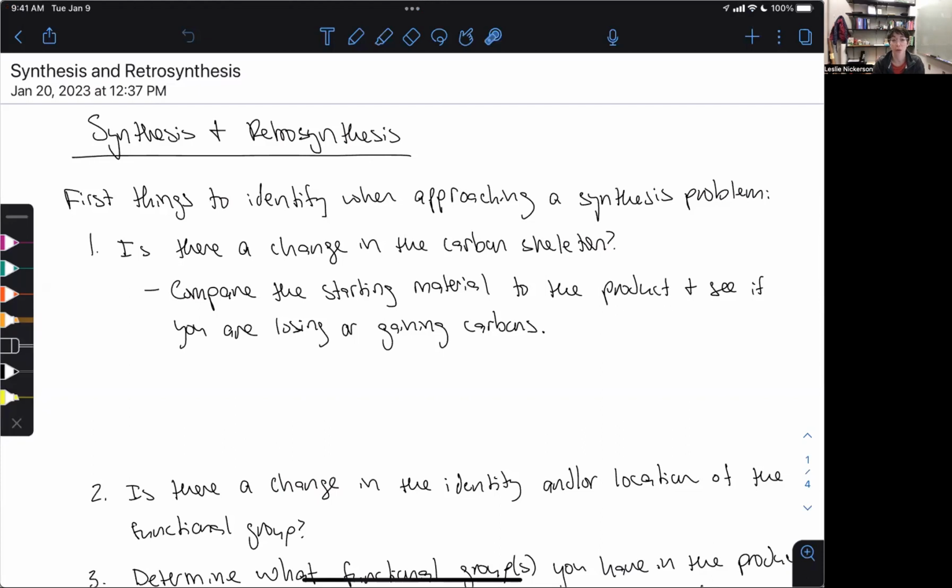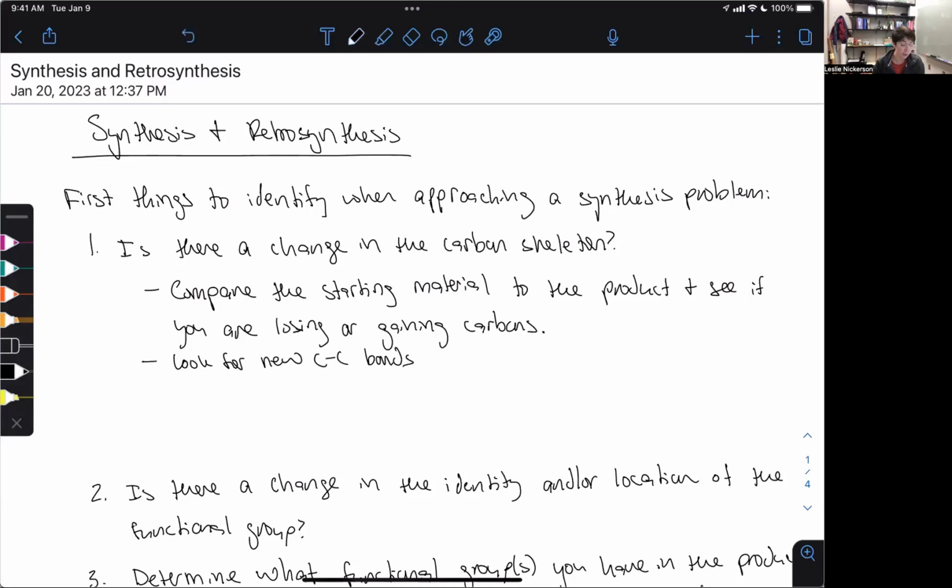So the first thing you really want to identify when you approach a synthesis problem, the first thing that I tend to look for, is if there's any change in the carbon skeleton. There are different ways to do that. The first way is as easy as counting out the carbons, to see if you added or lost any from the starting material to the product. See if you're making any kind of carbon bonds. That's really going to tell you that you need some sort of carbon-carbon bond forming reaction in place.